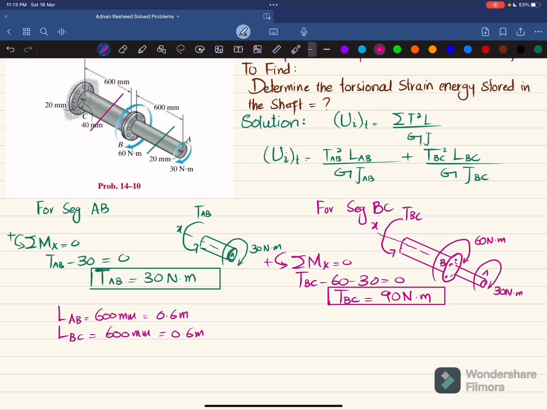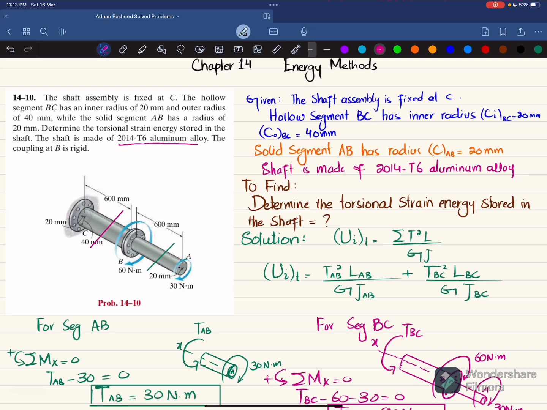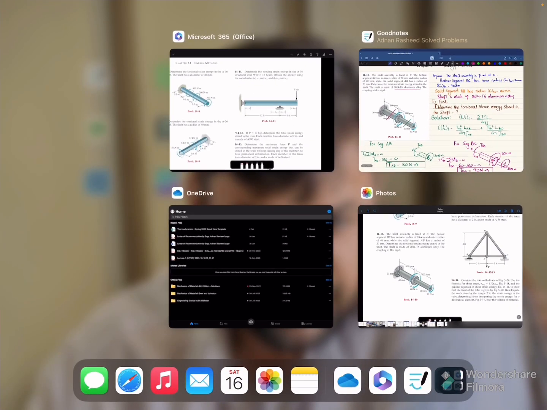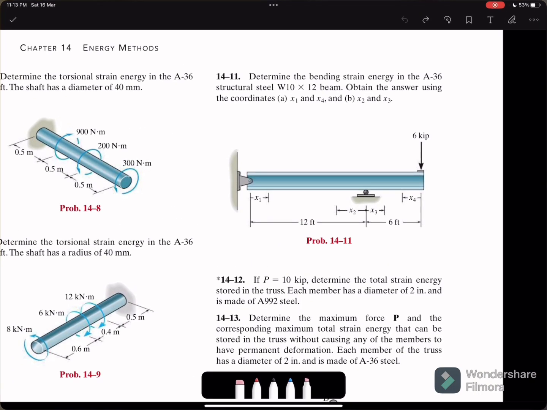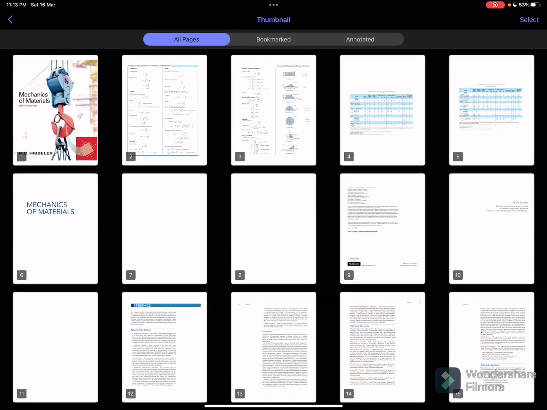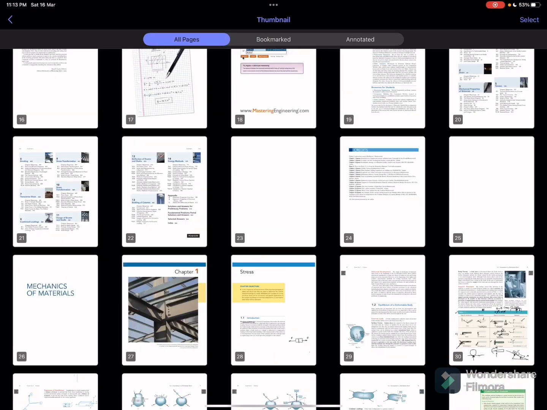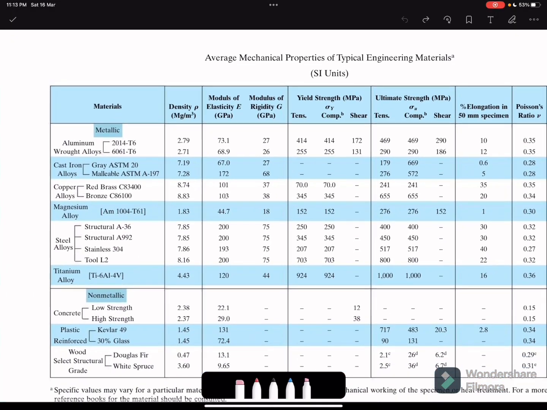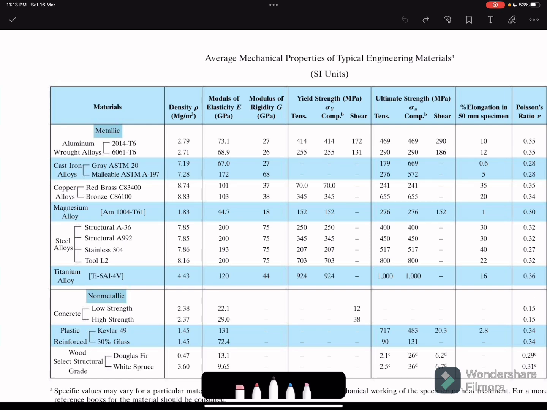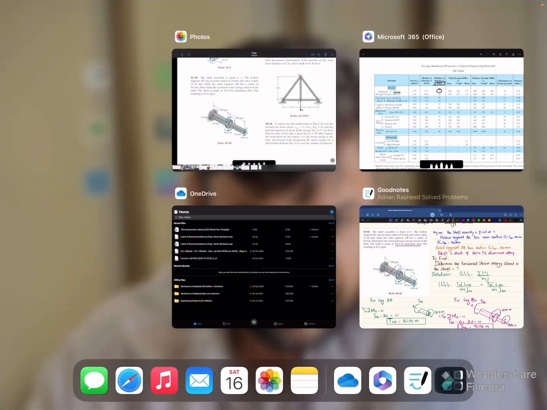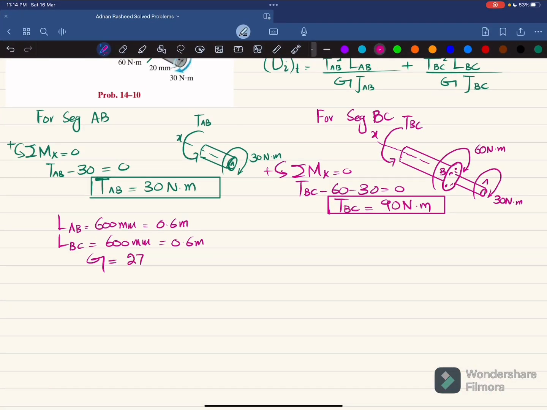G, we will find by using the mechanical property table. For 2014-T6 aluminum alloy, we will find G. You will go to the property table. You can see this is the table, and from here, 2014-T6. So G is 27 gigapascal. Clear? Note it down: G is 27 gigapascal, which is equal to 27 times 10 to the power 9 Pascal.